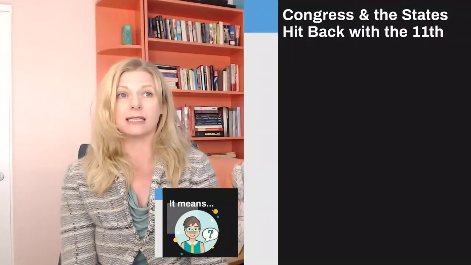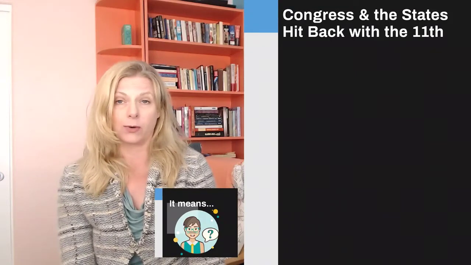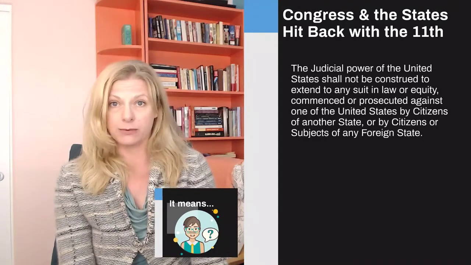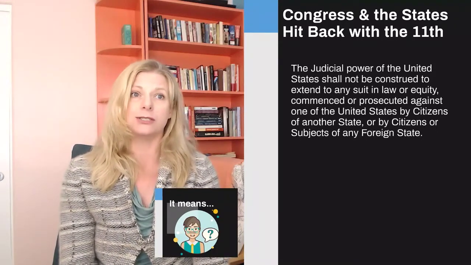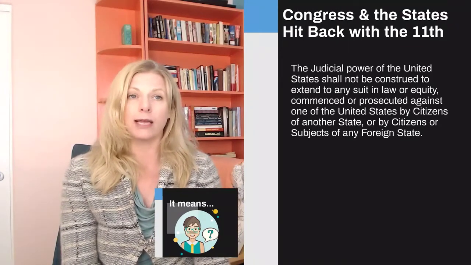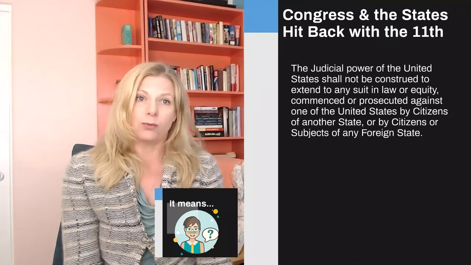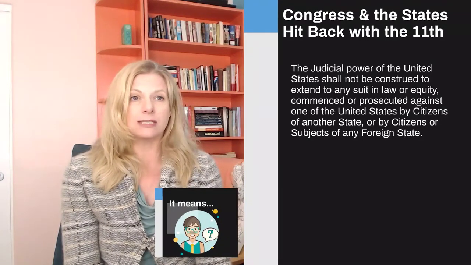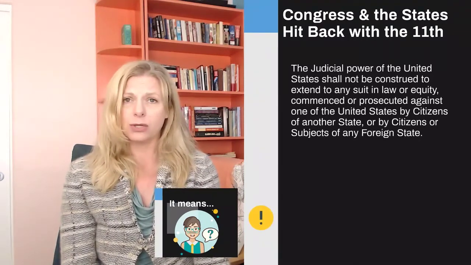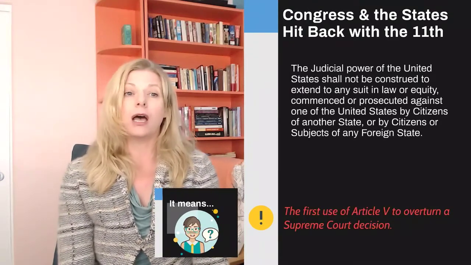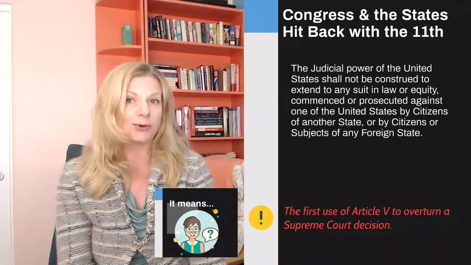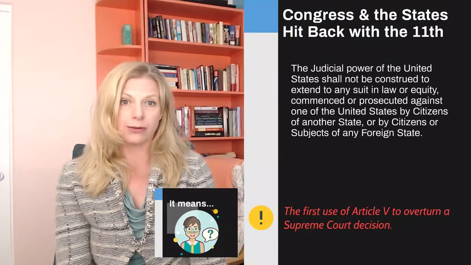We see almost immediately Congress hits back against the Supreme Court with the 11th Amendment. And within the span of about a year, this amendment was ratified. The amendment reads, "The judicial power of the United States shall not be construed to extend to any suit in law or equity, commenced or prosecuted against one of the United States by citizens of another state or by citizens or subjects of any foreign state." So interestingly, this is the first use of Article 5 to overturn a Supreme Court decision. And we'll see a little more of this farther down the road in the course.